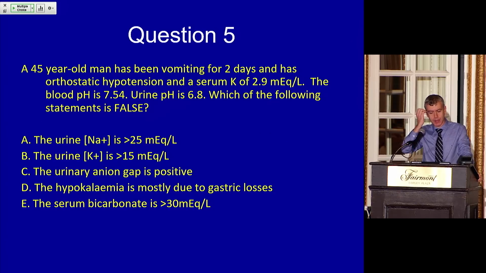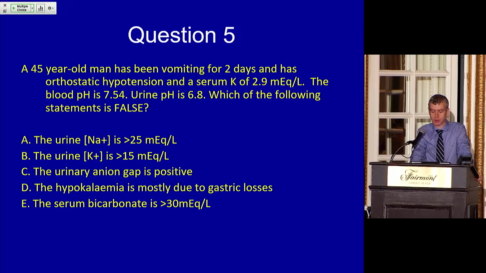A 45-year-old man has been vomiting for 2 days and has orthostatic hypotension and a serum potassium of 2.9 milliequivalents per liter. The blood pH is 7.54. The urine pH is 6.8. Which of the following statements is false?